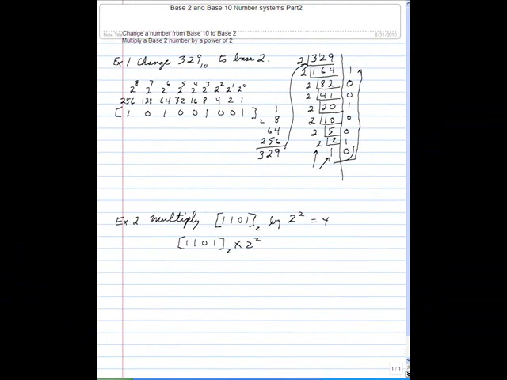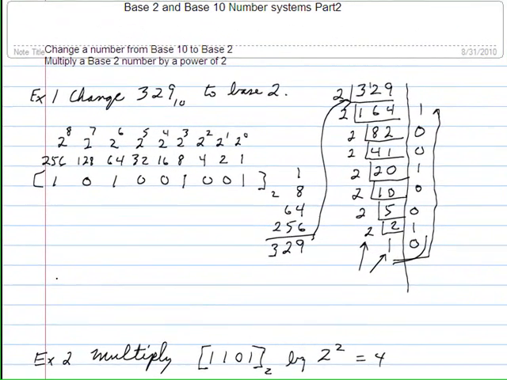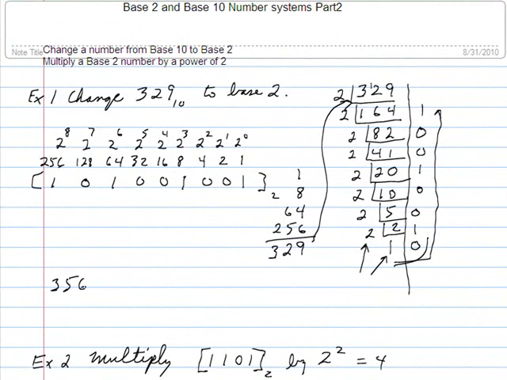Okay, now second example. How do you take a base 2 number like 1101 base 2 and multiply it by a power of 2 like 2 squared? Well, if I took a base 10 number, let's say 356, and I multiplied it by 10 squared, which is 100, when you multiply by 100, you add 2 zeros, so you'd get 35,600. Does the same thing happen in base 2? Well, it turns out that it does, but you don't multiply by powers of 10, you multiply by powers of 2 if your number is base 2.